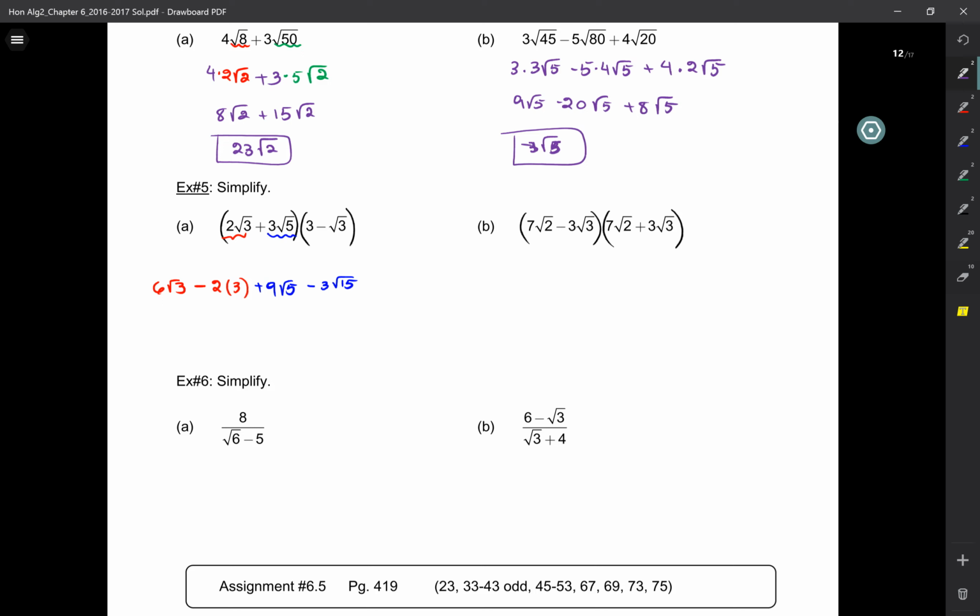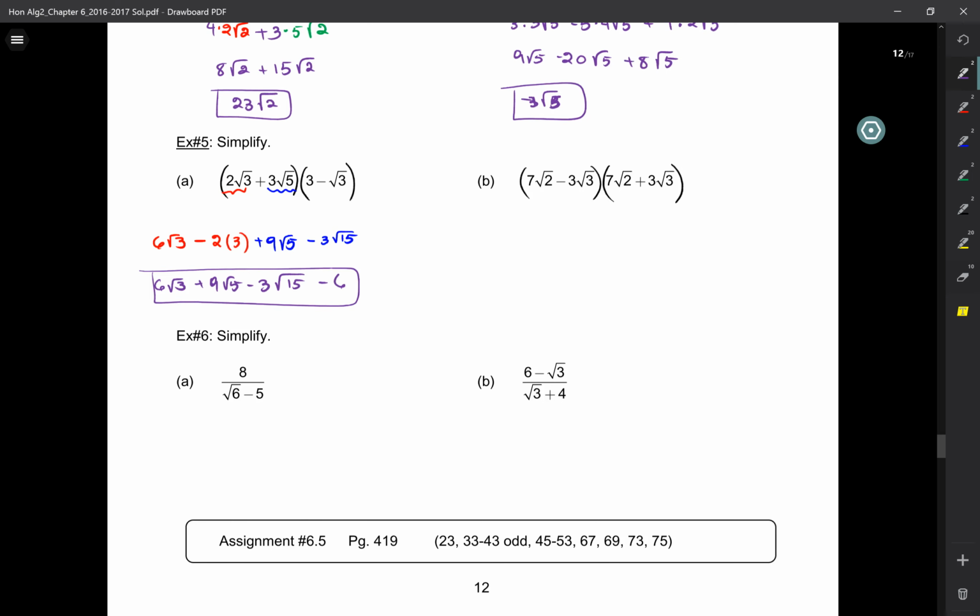Not really. So let's just put it all together. And there's really no order, but convention is to write the one without a root separately. You can either put it all the way in the front or all the way in the back. I'm just going to put it all the way in the back because there is a minus, and we don't like dangling minuses anywhere. So 6 root 3 plus 9 root 5 minus 3 root 15 minus 6. Sometimes you will have like terms, sometimes you will not.